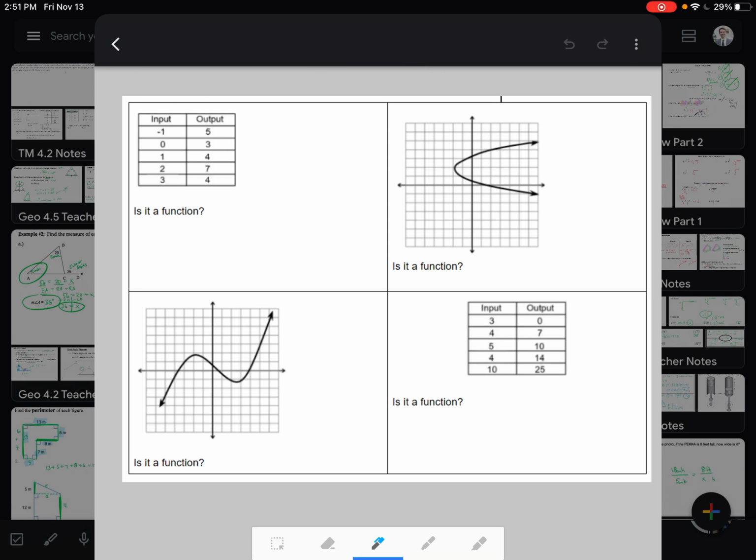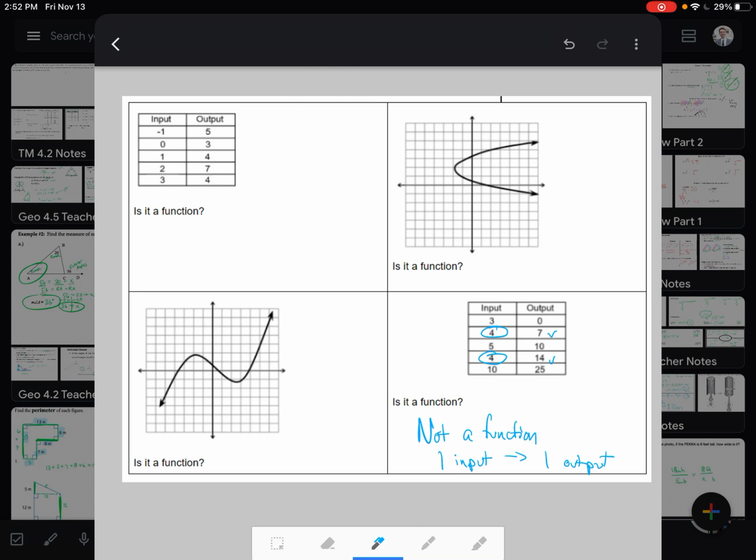So if for the same input you have multiple outputs, it fails. So we are allowed to have repeated outputs, but if we double up on an input and the input repeats, so like for example number 4 repeats twice, we have different values. That means it is not a function, because again, one input can only have one output.